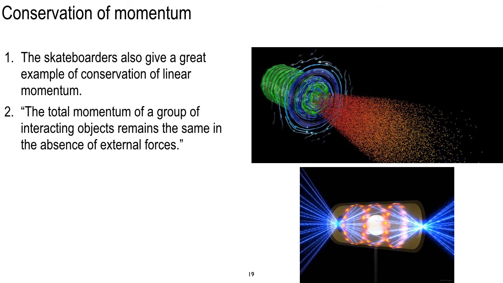The total momentum of a group of interacting objects remains the same in the absence of external forces. And it really should be unbalanced external forces. So go ahead and add that into your notes, unbalanced external forces. And hey, you guys, if you do have external forces acting, unbalanced external forces, you can handle that. You just got to use F equals MA. So it's a little bit different approach.